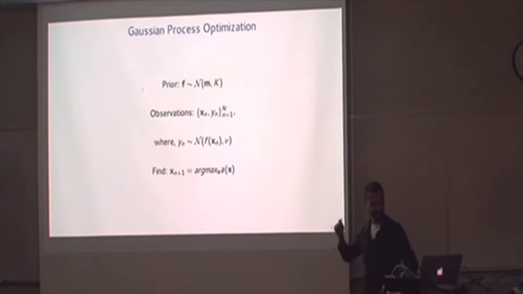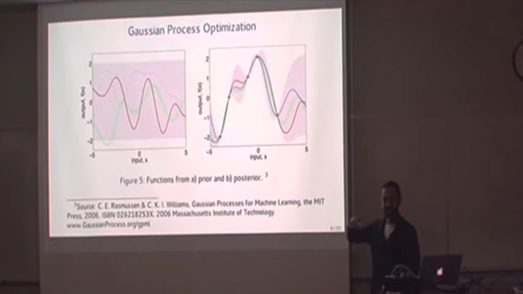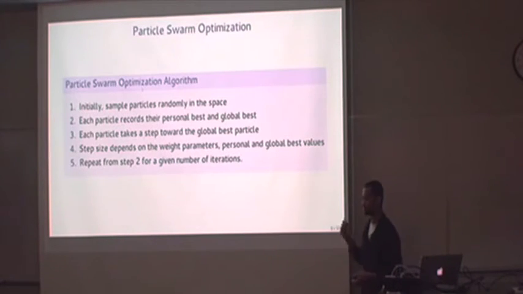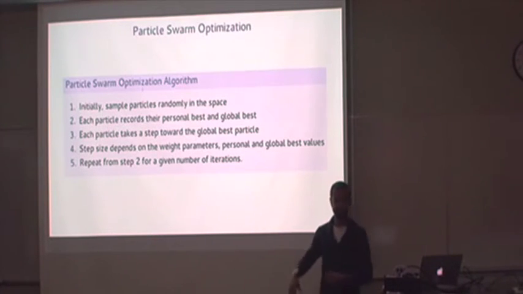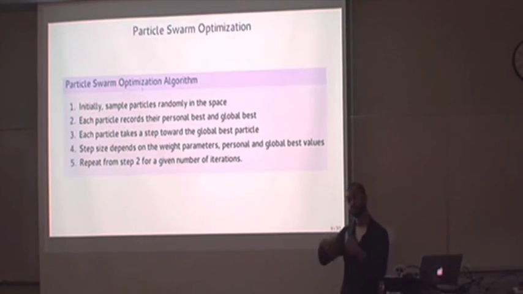Gaussian process optimization, I don't want to explain it right now because it will take too long and it'll probably create more questions than it answers in the time that I'm given. But Gaussian process optimization is another type of optimization technique that we use to try to find a good hammer shot. And we also have particle swarm optimization, which was created trying to model the flight of birds, or the flocking of birds.